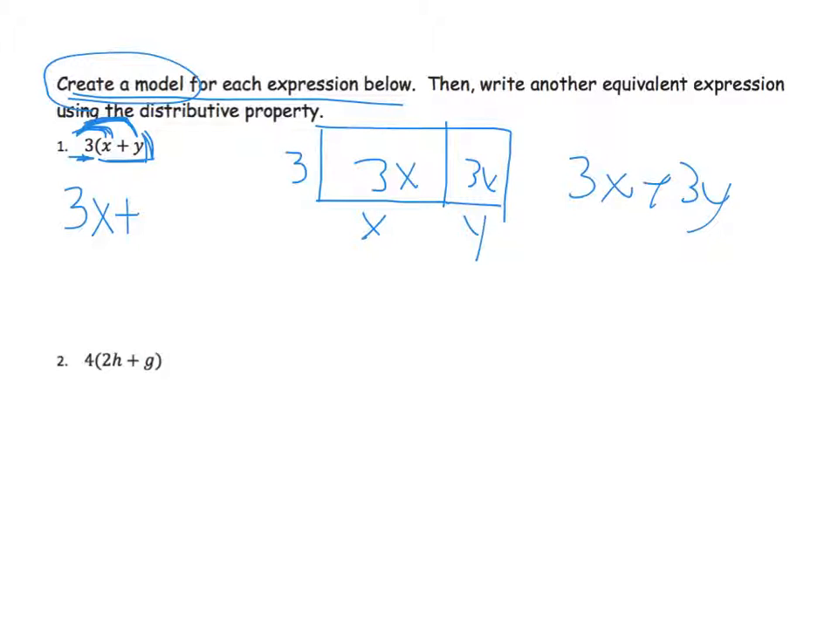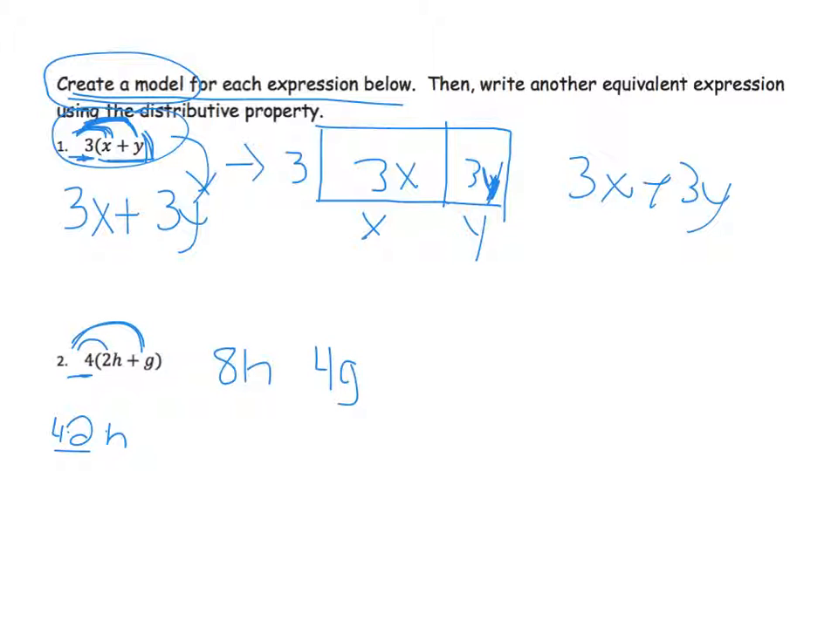So 3x plus 3y. This way, we don't have to always write out the model. If you need to write out the model, that's fine until you get the hang of it. But this guy is the player, and you're going to multiply over the parentheses. So 4 times 2 times h is 8h. And 4 times g, remember we write as 4g. No symbols, so we're trying to write it with the least number of symbols.